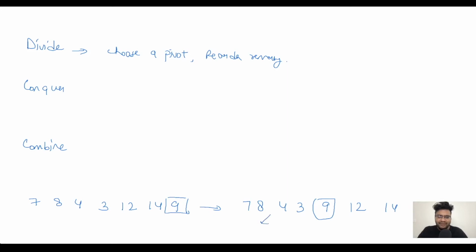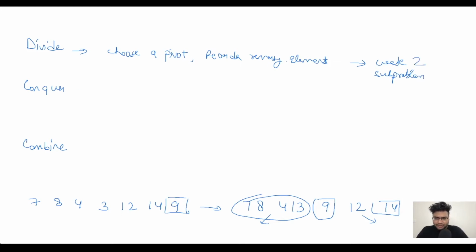And that is how we will recursively call this solution. Now for this subarray, again we will take 3 as pivot and reorder the elements. For this I will take 14 as pivot and reorder. So that's how we keep on dividing the subproblem: reorder the remaining elements and create two subproblems for me.